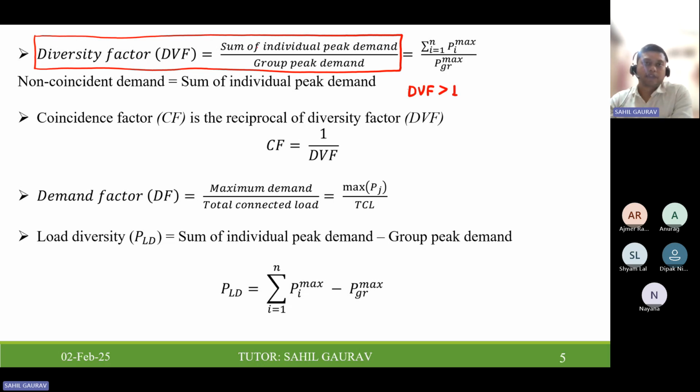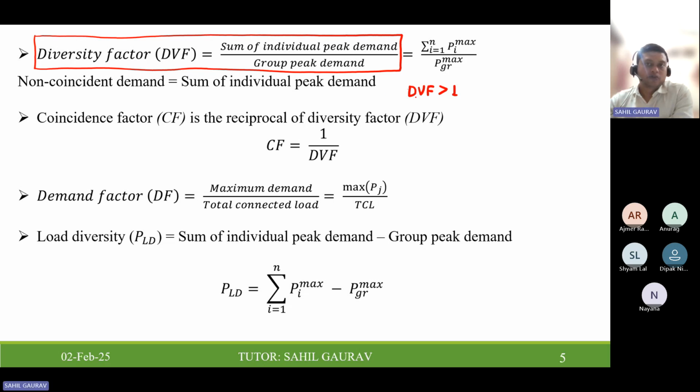If we have one feeder providing power to many customers, and each customer has a different peak demand, then irrespective of the individual peak demands, we have a different group peak demand for that feeder. We make the load curve for the feeder separately, and we make the load curve for the individuals separately. In that case, the group peak demand will always be lesser than the sum of individual peak demands.